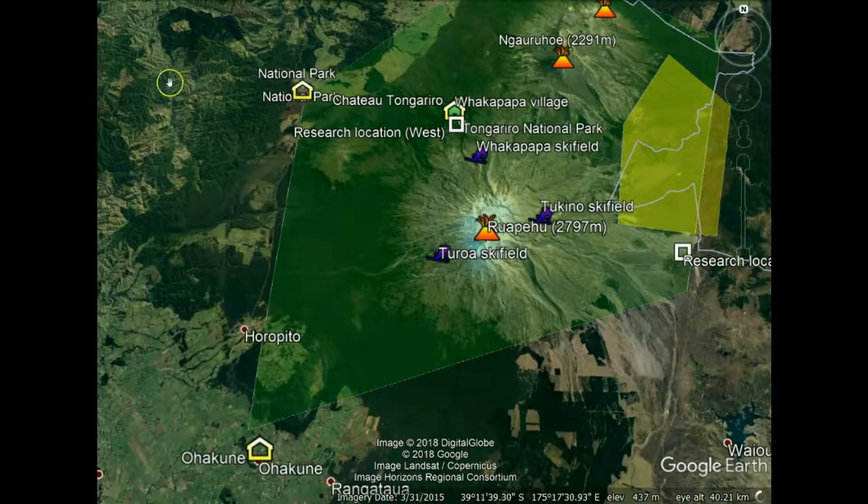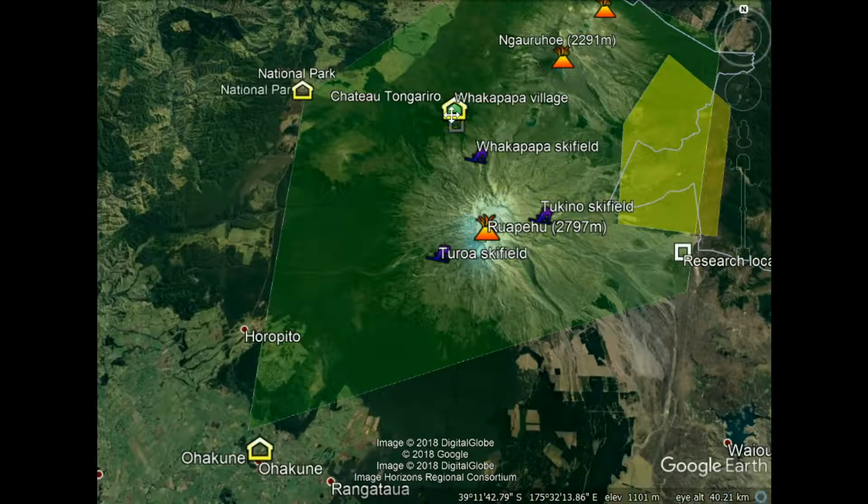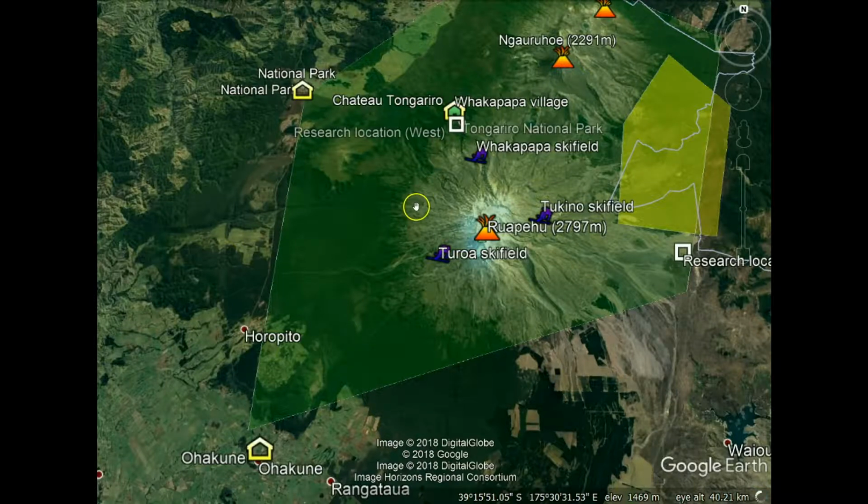So the winds come across, they are forced up and over the mountains, and that means that the orographic rainfall occurs on the west side. Chateau Tongariro, of course, was where the climate graph that we looked at before was from, leading to almost 3,000 millimeters of rainfall here. And once the winds have got over to the other side, to the east of Tongariro, they've lost most of their moisture.